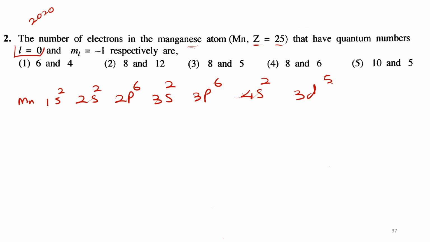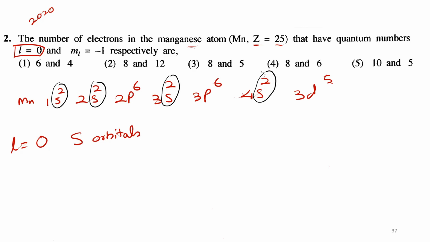Now, what is L equals 0? L equals 0. We are talking about s orbitals. What are the s orbitals in this configuration? This is s. This is s. That's s. And this is s. What is the total number of electrons in all these s orbitals? 2, 4, 6, 8. So you have a total of 8 electrons in that.